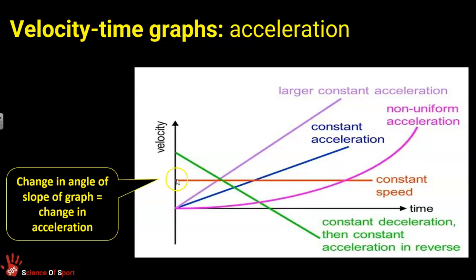The orangey rusty colour line then just shows constant velocity. Over time, the velocity is remaining the same. They're moving at the same speed. The green line shows an initial high velocity, but that decreases over time. So they're decelerating until they cross the 0 velocity line. And then they are accelerating in a different direction. So it could be that it's a shuttle run. They're slowing down, ready to turn, and then they're accelerating away from the turn.